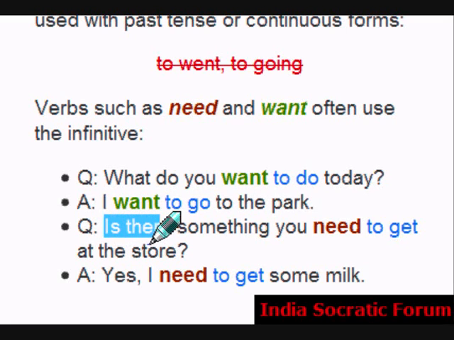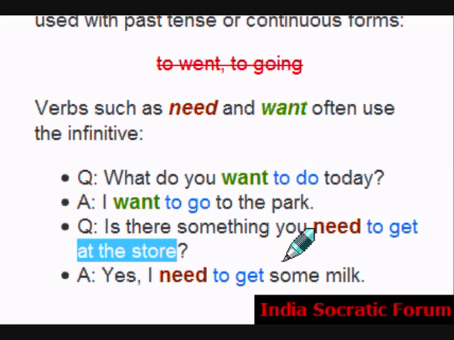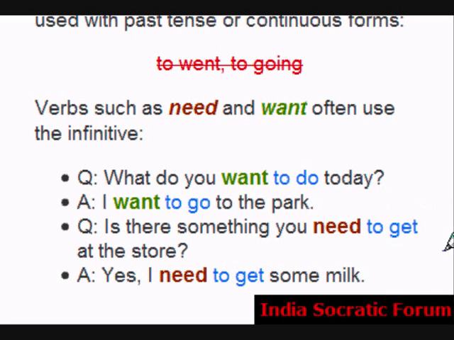Another example, is there something you need to get at the store? Look, to get is an infinitive. When you have the word need, we use the infinitive to get. Yes, I need to get some milk. Right? To get is an infinitive. Whenever you have the word need, you need to use the infinitive to get.